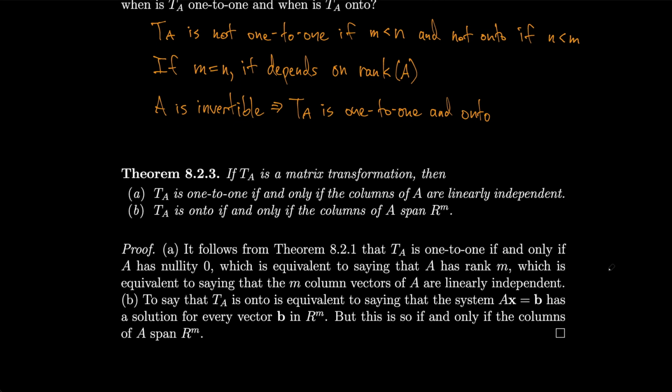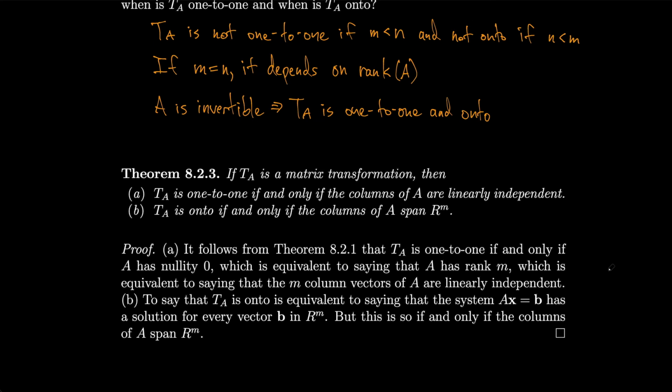If TA is a matrix transformation, then TA is 1 to 1 if and only if the columns of A are linearly independent. TA is onto if and only if the columns of A span Rm. Let's prove A. It follows from theorem 8.2.1 that TA is 1 to 1 if and only if A has nullity 0, which is the same thing as saying that A has rank m, which is the same thing as saying that the m column vectors of A are linearly independent.